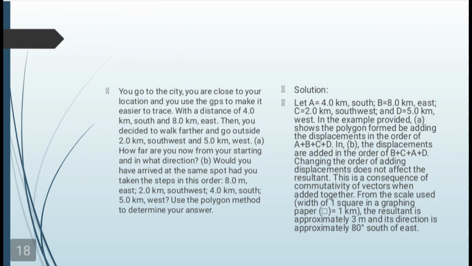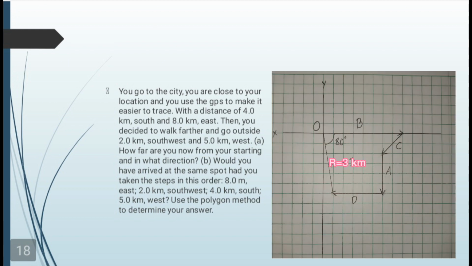How far are you now from your starting point and in what direction? Would you have arrived at the same spot had you taken these steps in this order: 8 km east, 2 km southwest, 4 km south, 5 km west? Use the polygon method to determine your answer.